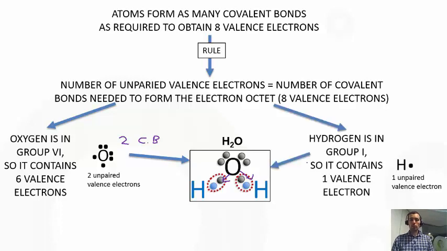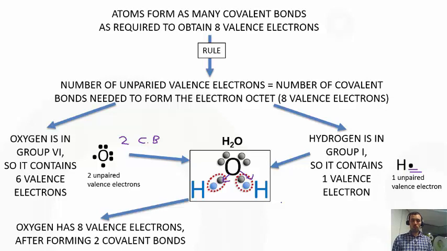Let's do the same for hydrogen. So hydrogen is in group 1, so it contains 1 valence electron, and that valence electron is unpaired. So what does that tell us about the hydrogen's ability to form a covalent bond? Well, the number of covalent bonds equals the number of unpaired valence electrons, so the hydrogen will form 1 covalent bond to be stable. And that's what we can see for each of these hydrogens in water. It's forming 1 covalent bond with the oxygen atom.